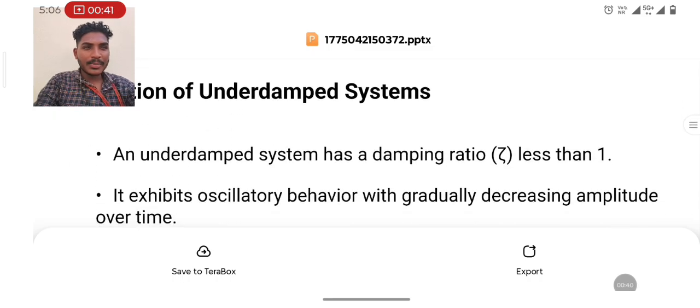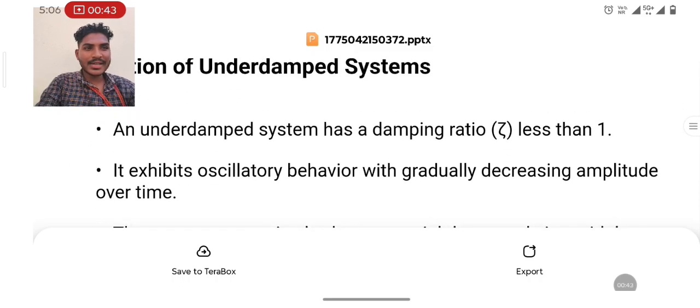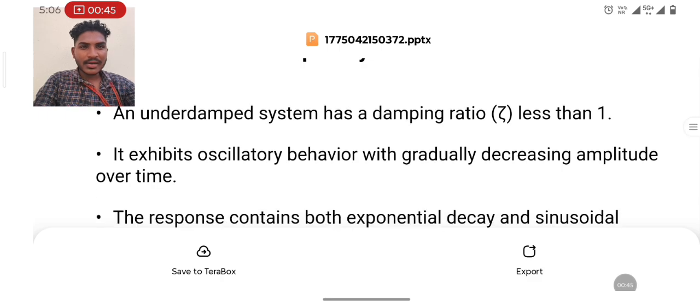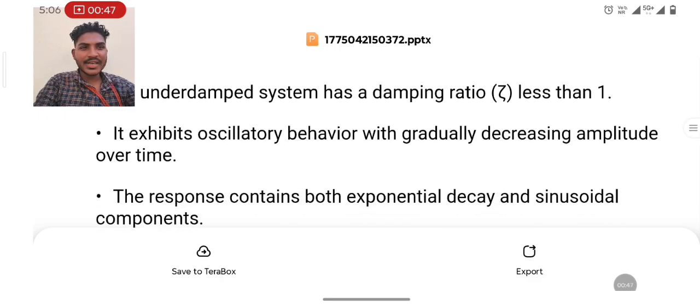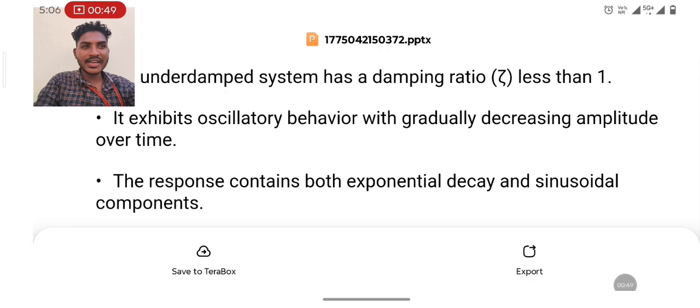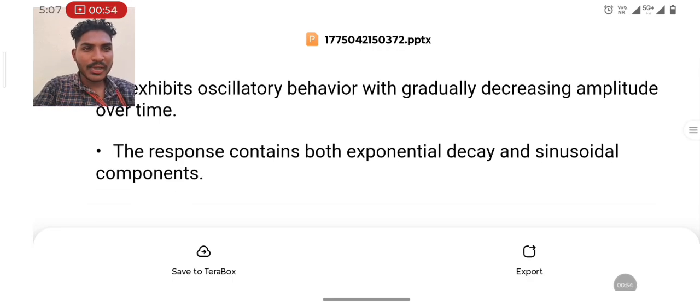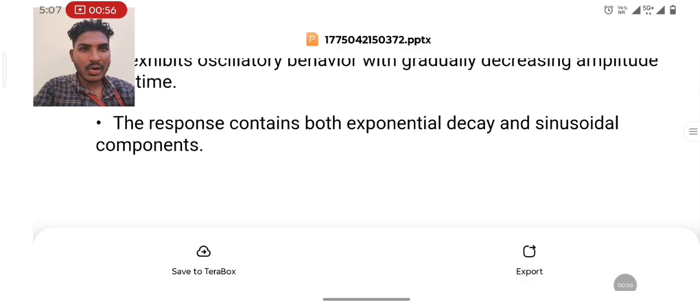Definition of underdamped systems. An underdamped system has a damping ratio less than 1 and greater than 0. It exhibits oscillatory behavior with gradually decreasing amplitude over time. The response contains both exponential decay and sinusoidal components.